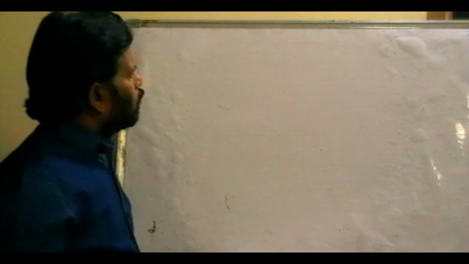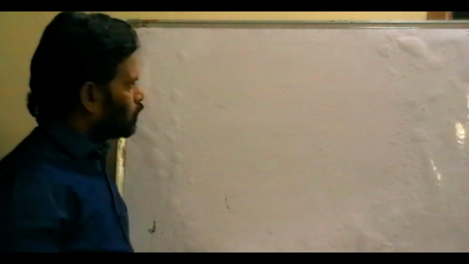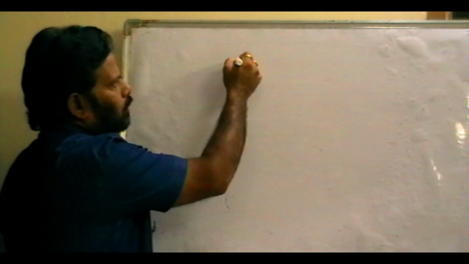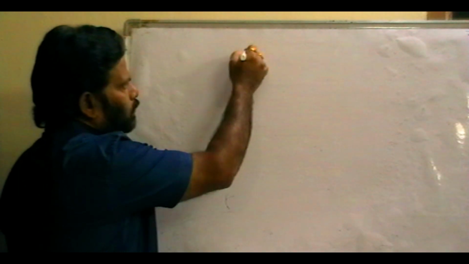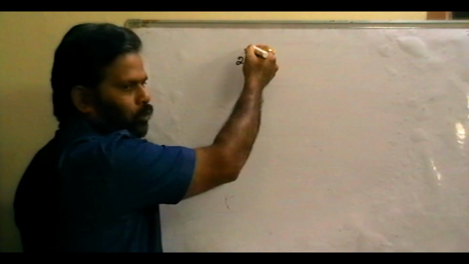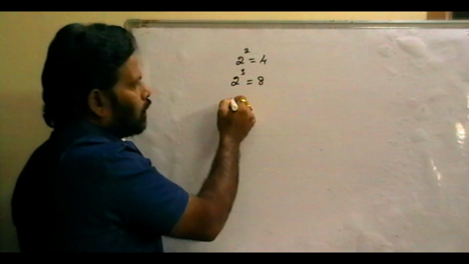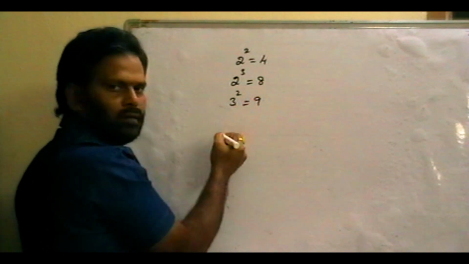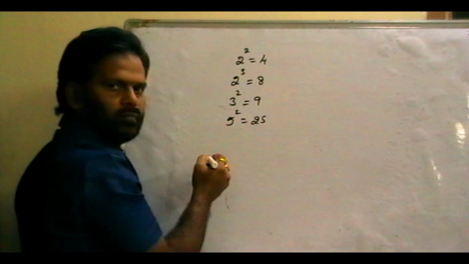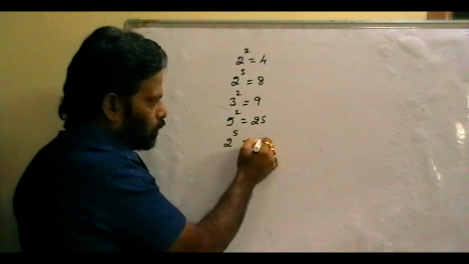First of all, we already know exponents. Exponents means, for example, 2 square is equal to 4, 2 to the power of 2. 2 cube is equal to 8, 3 square is equal to 9, or 5 square is equal to 25, right? So 2 to the power of 5 is equal to 32.